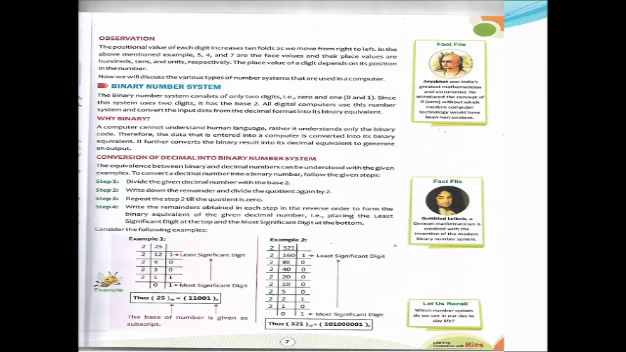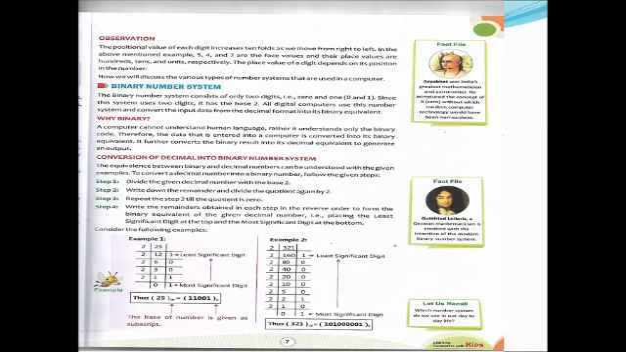In this number system, we saw the place value of each digit increases 10 fold as we move from right to left. In the above mentioned example, 5, 4 and 7, the place values are hundreds, tens and units respectively. The place value of a digit depends on its position in the number.